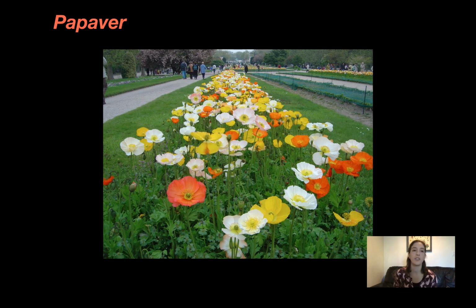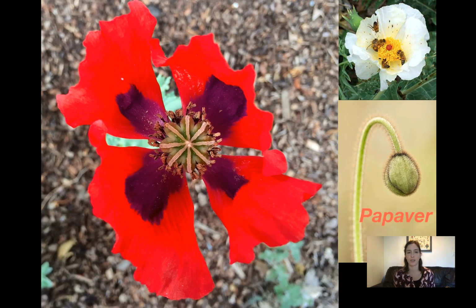The first required genus is Papaver. This is the genus of poppies. The common name for this is poppy. You could say common poppy or opium poppy is in this genus. Lots of very well-known members of this genus. So notice in this picture, they have 4 petals. That is typical. They're also going to have 2 sepals.